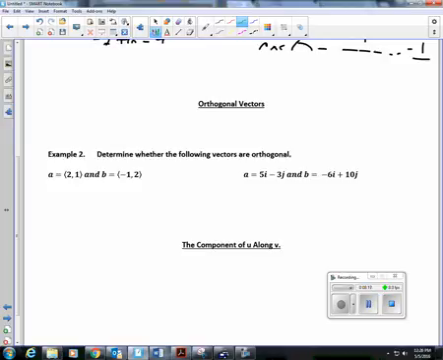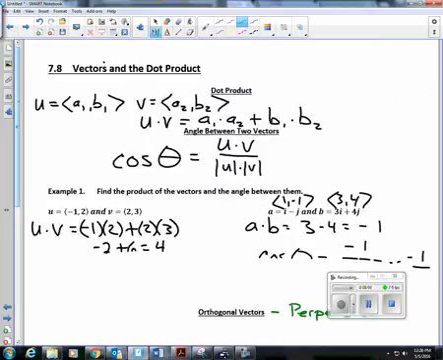Okay, we move along to orthogonal vectors. Orthogonal vectors are vectors that are perpendicular. You tell me, what does it mean to be perpendicular? 90-degree angles. What is the cosine of 90 degrees? 0. So, if this thing was equal to 0, would the top have to be equal to 0, or would the bottom have to be equal to 0? The top. That means that the dot product of the two vectors would be 0.